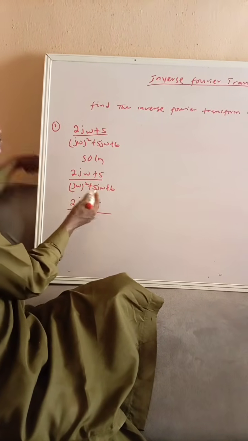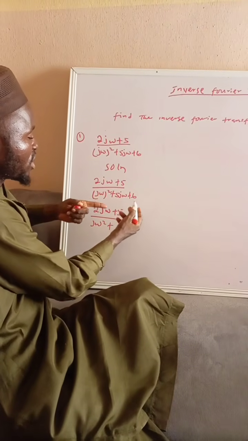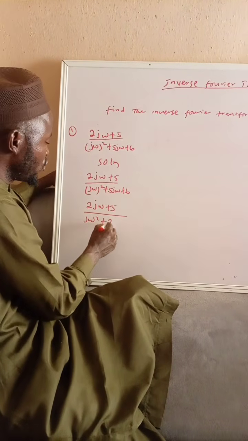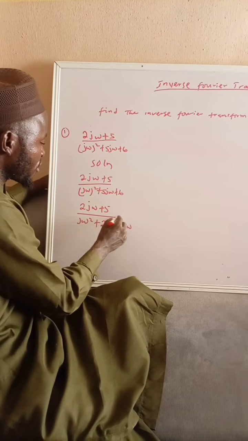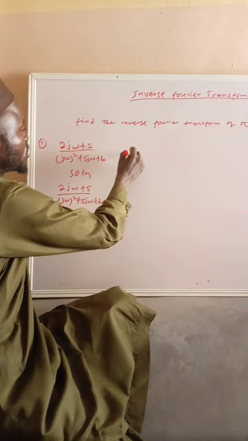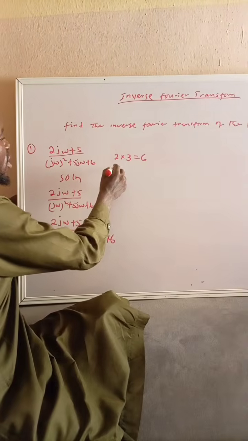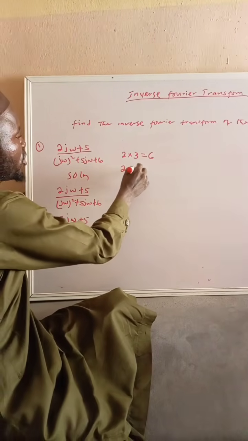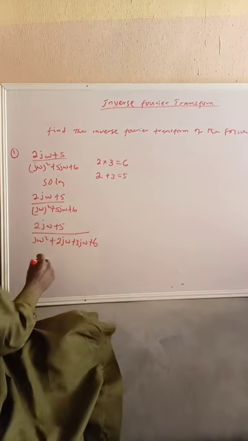Now we have (2jω + 5) all over (jω)² plus, we have to find two numbers which, when we add them, will give us 5, and when we multiply them, will give us 6. We have 2jω plus 3jω plus 6, because 2 times 3 is equal to 6, and 2 plus 3 is equal to 5. So this is our sum, and this is the product.